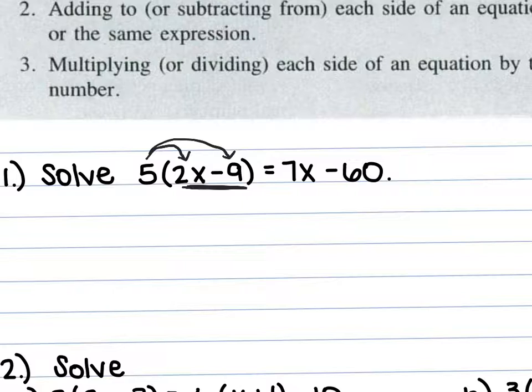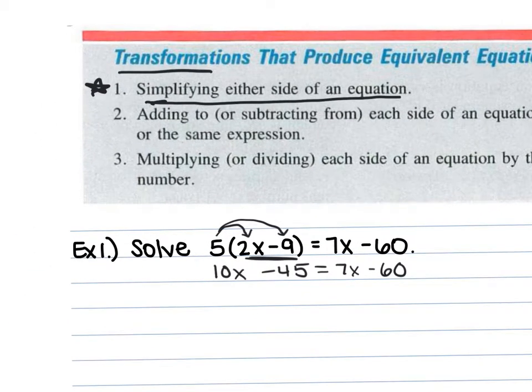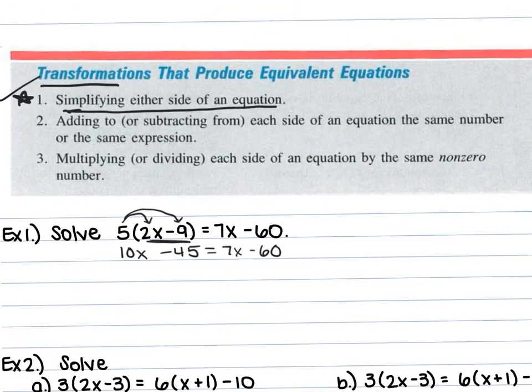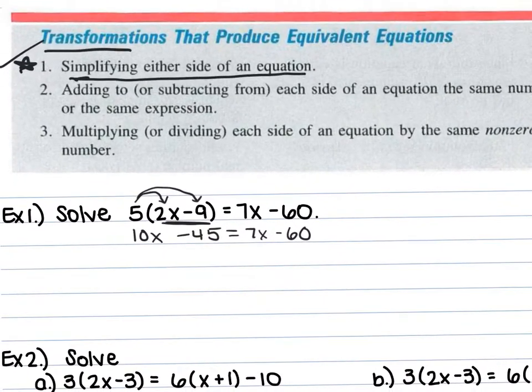So 5 times 2x is 10x. And 5 times negative 9? Negative 45. A positive times a negative is a negative. And notice we're done with step 1 now. We have done any simplifying. There's nothing else on the left to be combined, nothing else on the right to be combined. Step 1 is done. Now we are going to add to or subtract from each side of an equation the same number, the same expression.